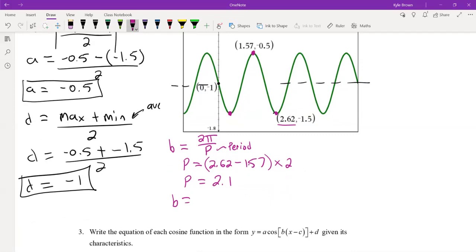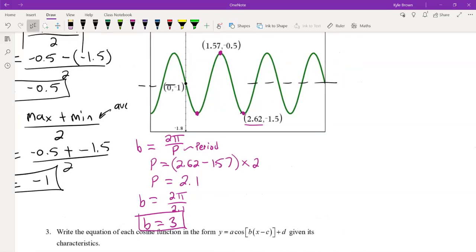So then we can just use our equation for b. b is 2 pi over our period, which is 2.1. And if you put that in, you get like 2.99 something. So I'm just going to round that up to 3. There we go. We've got three of them. We just need one more. We just need our c value.